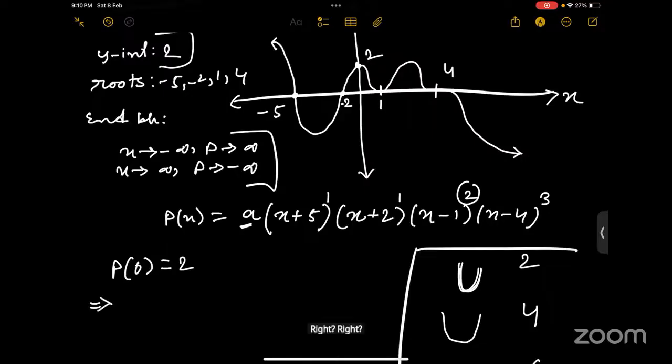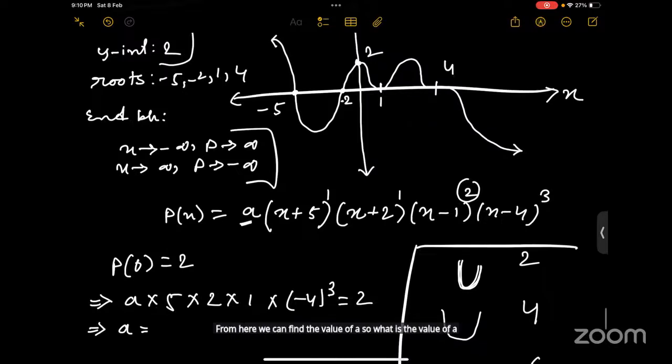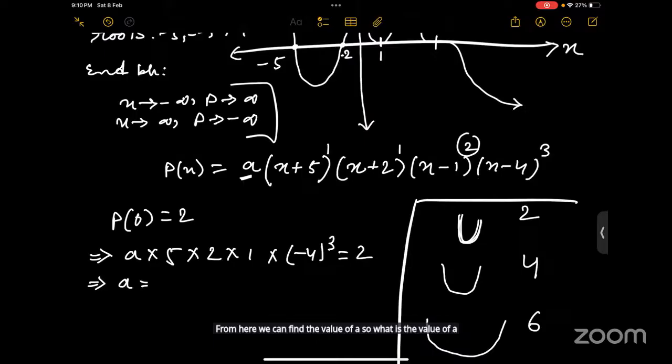If I take p of 0, then we will get a into 5 into 2 into 1 into minus 4 cubed equals 2, right? From here we can find the value of a. So what is the value of a? So 16 fours are 64.